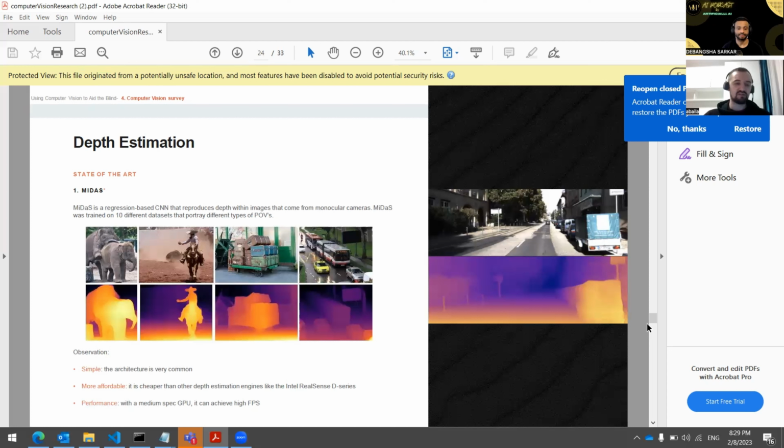Some observations, as I said, it's a CNN. The architecture is very common. It is a lot more affordable. Well, it's free essentially compared to some other depth estimation engines, like I mentioned before, the Intel RealSense D series. And yeah, with a medium spec GPU and some, let's say, clever configuring, you can achieve high FPS.